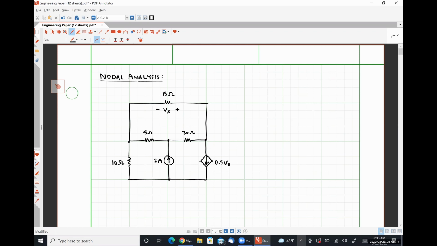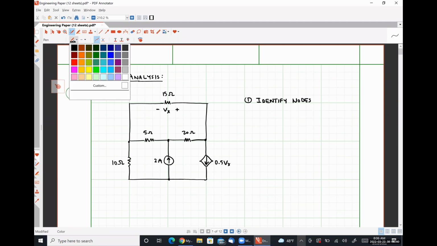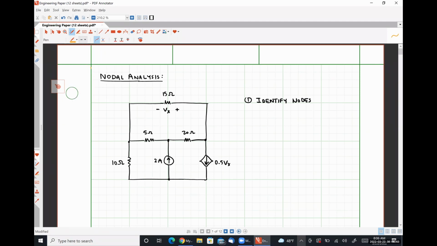Where there are no things that we could do to simplify things. All right. So our first step, number 1, will be to identify our nodes. All right. I'm going to do that just like I did when we were looking at a resistor combination problem. And I'm simply going to color in each different node like so.